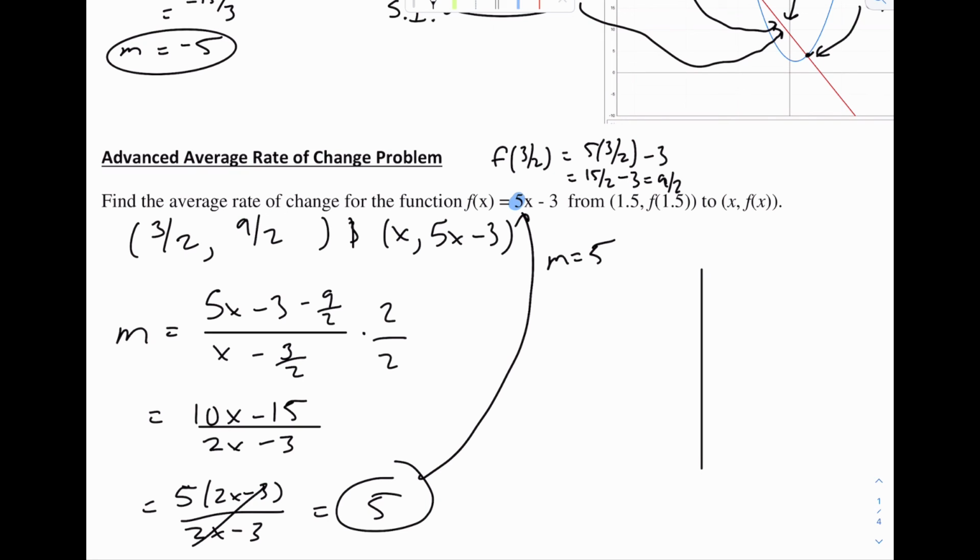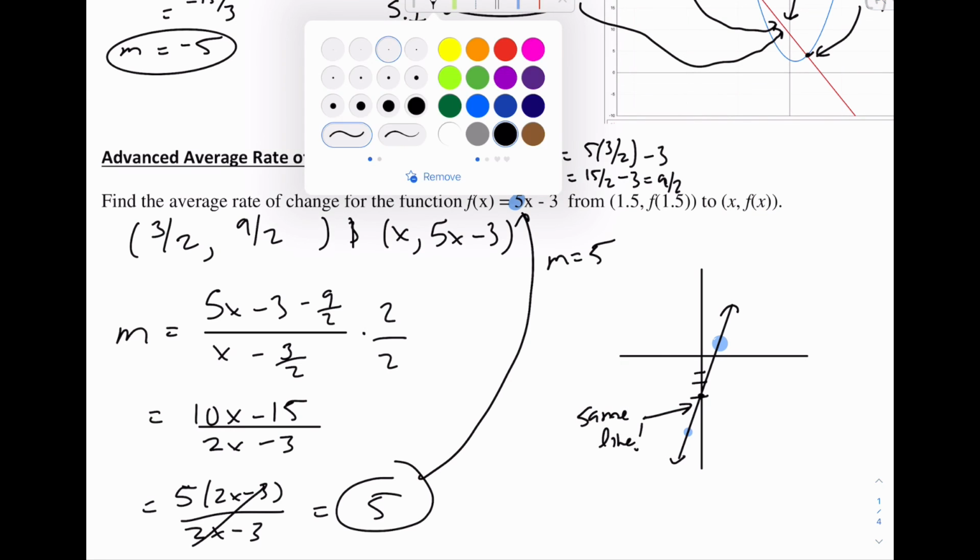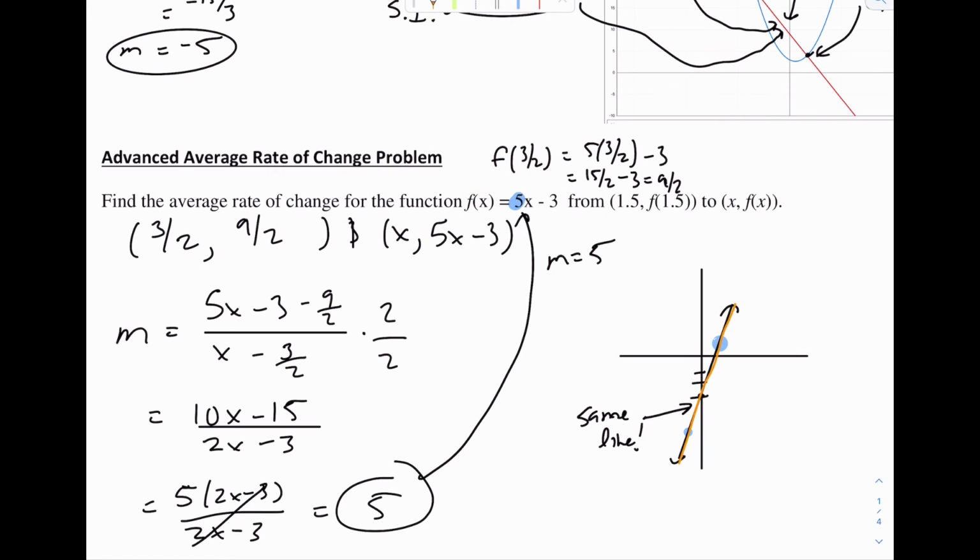So what I mean by that is, imagine we actually graphed it. 5x minus 3 would look something like this. Again, this is a rough sketch. Because it's a line, you could pick 2 points anywhere. And then if you connect them, you get the same line. So imagine you actually connect these two things. Which means, of course, the average rate of change is 5 because you're landing on the same line.